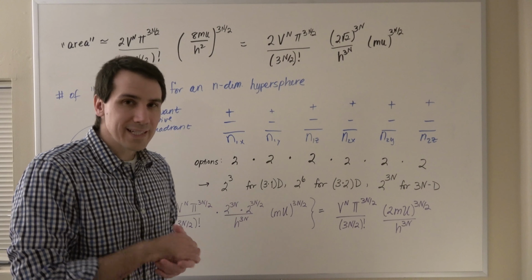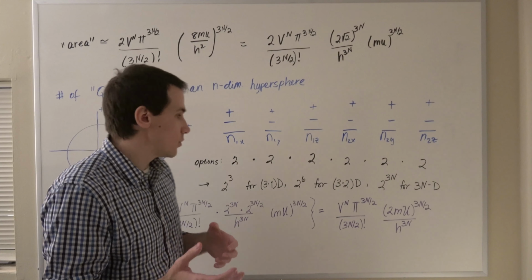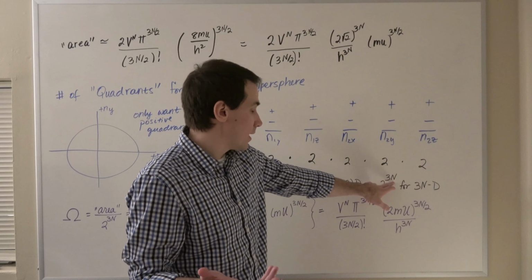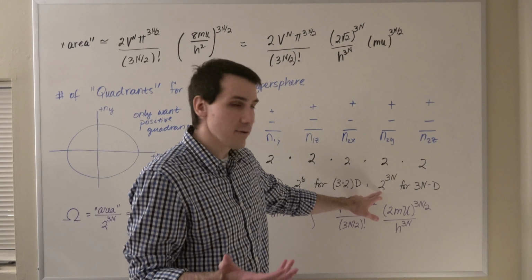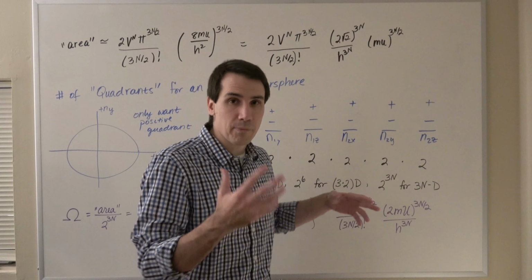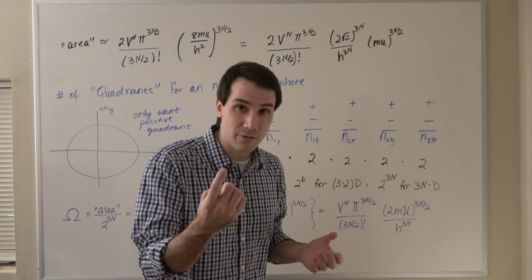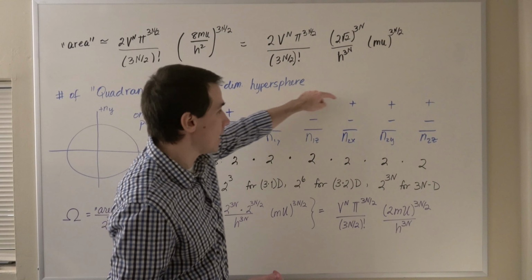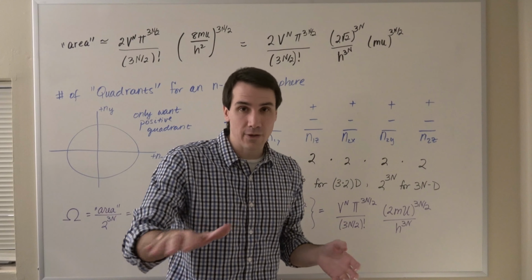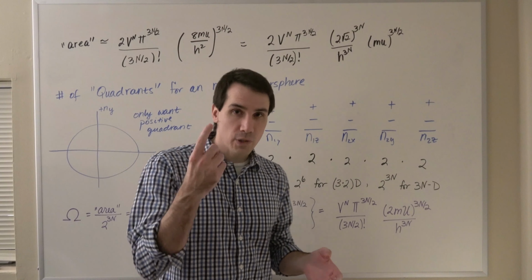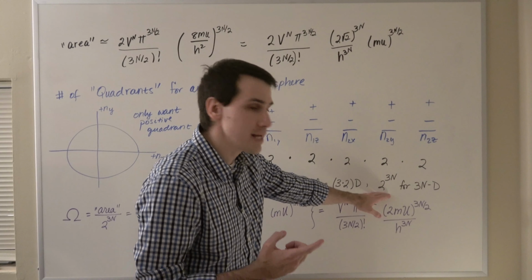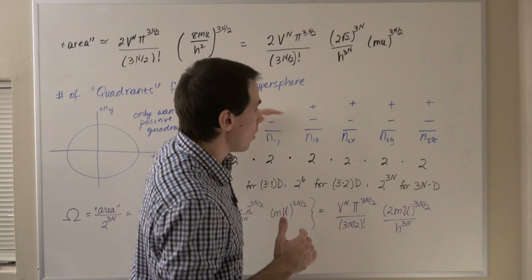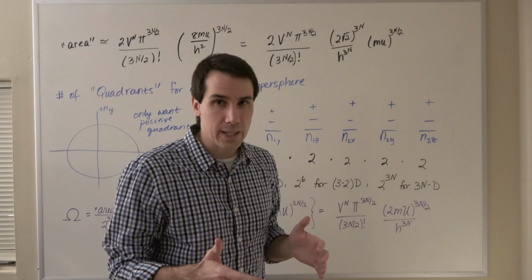Okay, and we can extend this all the way into 3N dimensions. If I have 3N dimensions, then I have 2 raised to the 3N possible quadrants. And I only want one of those quadrants, because only one of those quadrants corresponds to choosing the positive value for every single n. There's only one in 2 raised to the 3N possible quadrants in which all of the n's are positive.